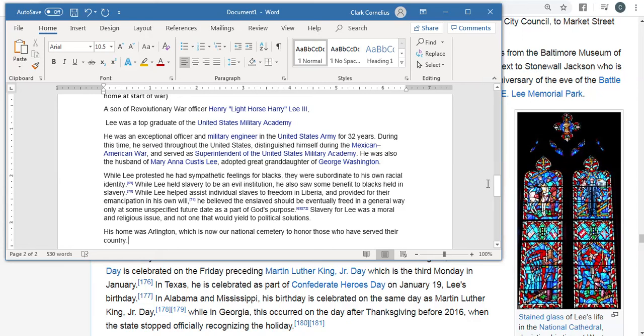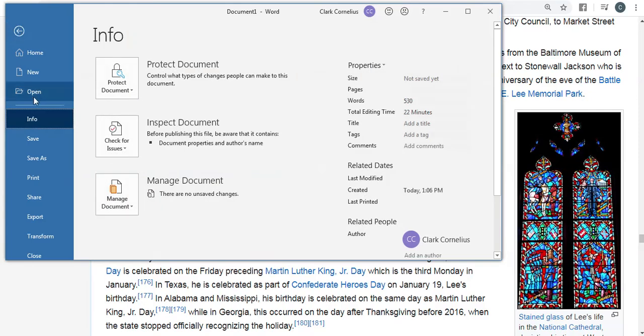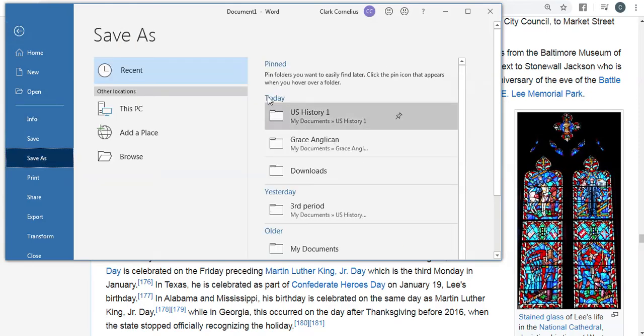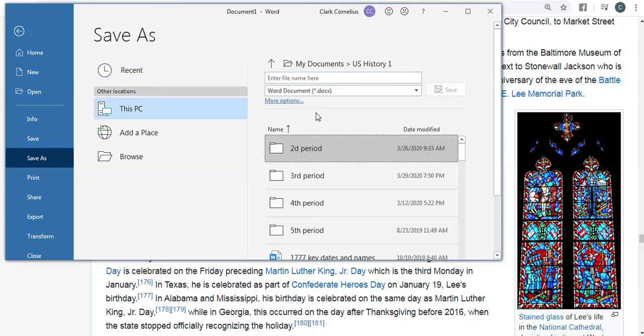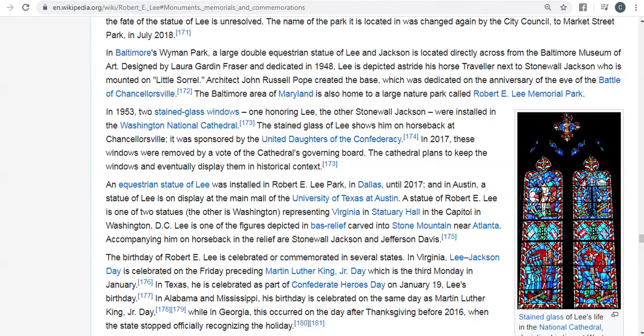Okay, so now I'm going to go up here. I'm going to hit File, Save As. I'm going to give it a name. Put it into U.S. History 1. That's where I'm going to put mine. U.S. History 1. And I'm going to call it Vocab 16. And put my name in it, Mr. C. And hit Save. And now I've got that document done, and I just need to go to Homework Drop and drop it in.